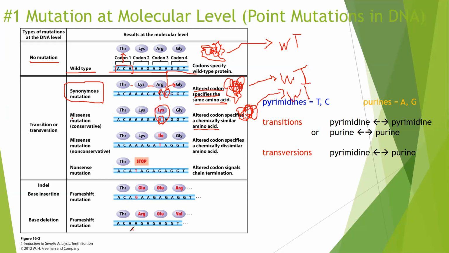Then we say, okay, this is a missense mutation. However, it is a conservative missense mutation because the change of the amino acid will not change the feature of the resultant protein, the wild type. Okay, so this is the conservative. Now compared to this one, this is non-conservative.